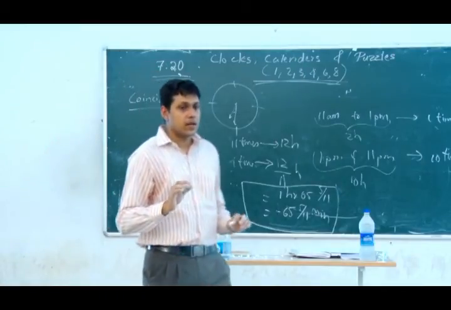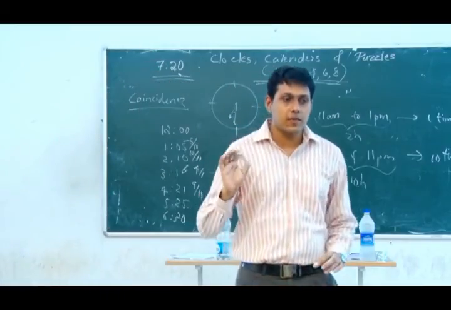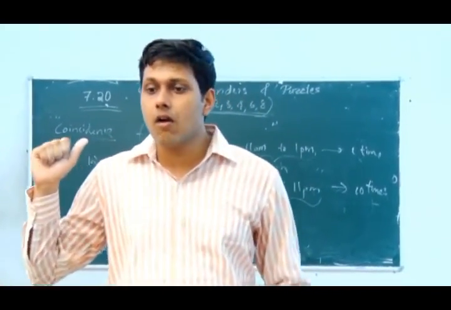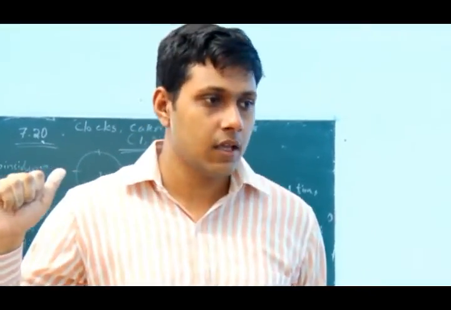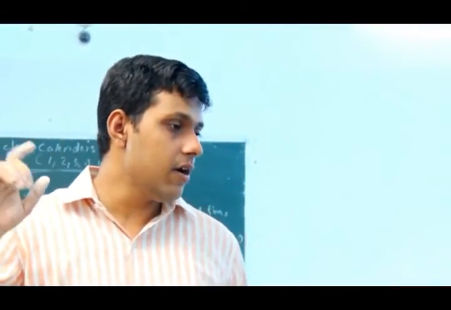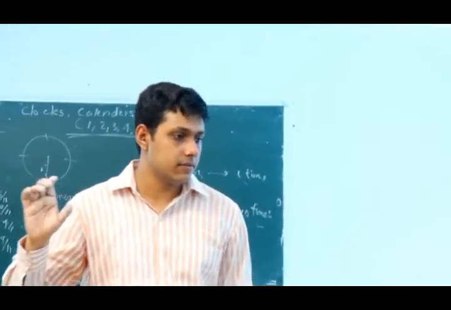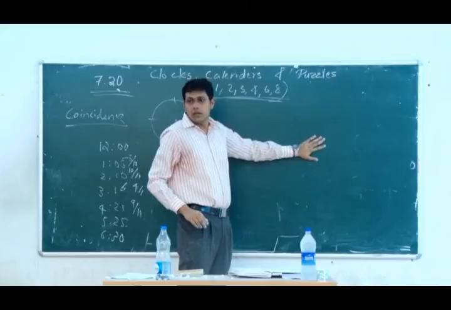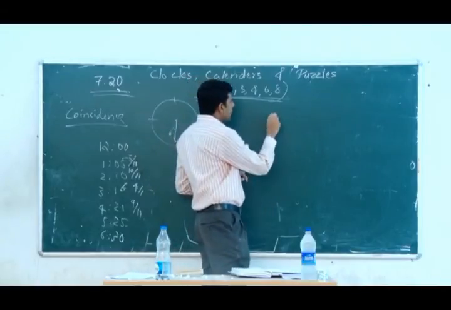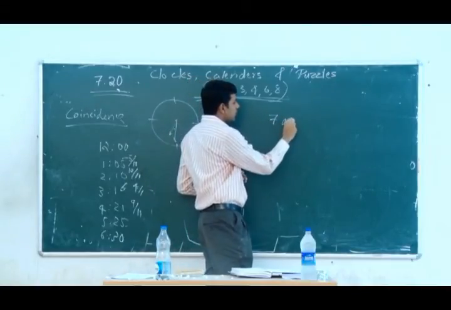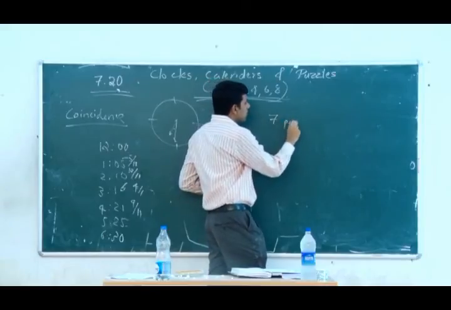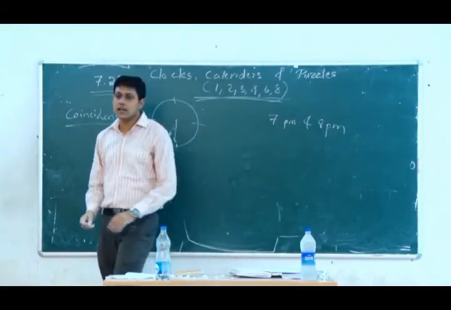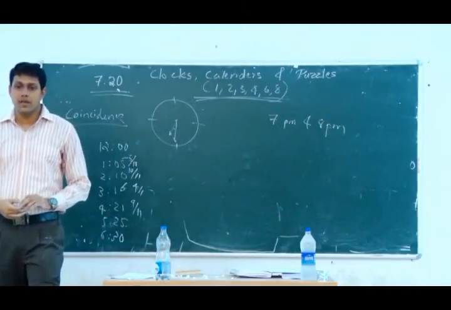It's not 1 hour 5 minutes, it's 1 hour 5 minutes and 5 by 11. This 5 by 11 is what we were missing at first. That's why we got the wrong answer at 6:30. Clear? 1 hour 5 minutes and 5 by 11. Okay, the clock starts from 12 o'clock. Find the time of coincidence between 7 p.m. and 8 p.m.